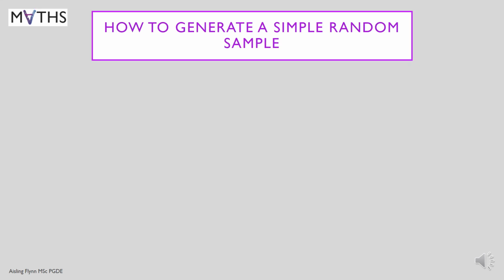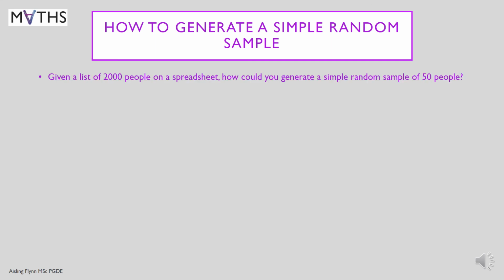Now, let's say our new business owners took a different approach to carrying out their questionnaire. Let's say they had a phone book or a census form of all the houses in the area, and there were 2,000 houses in the surrounding area that they were looking to target. Okay, so how would they choose a random sample? Given a list of 2,000 people or houses on a spreadsheet, how could you generate a simple random sample of 50 people to question?